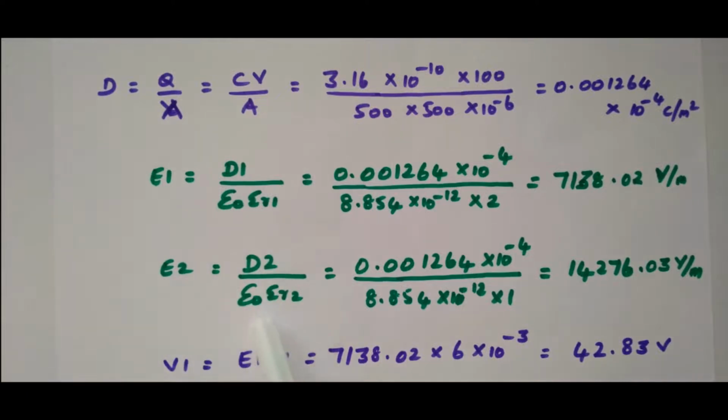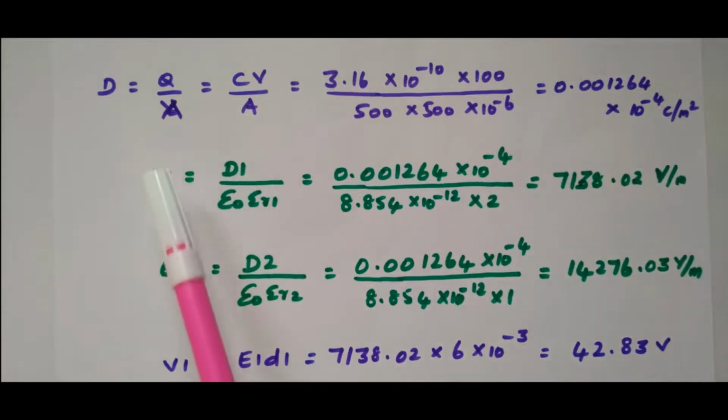Similarly, we can find the E2 value. E2 equal to D2 divided by epsilon naught into epsilon R2. The D2 is also the same, 0.001264 into 10 to the power minus 4, divided by epsilon naught, the constant 8.854 into 10 to the power minus 12. Epsilon R2 is 1 because of the air medium. So by simplifying this, what we got? 14,276.03 volts per meter, right?